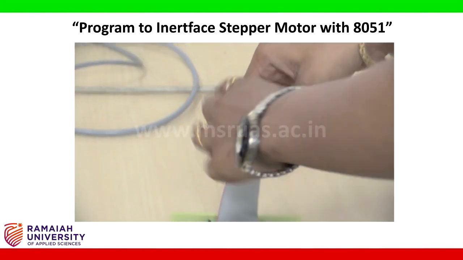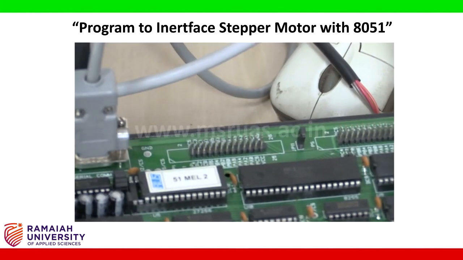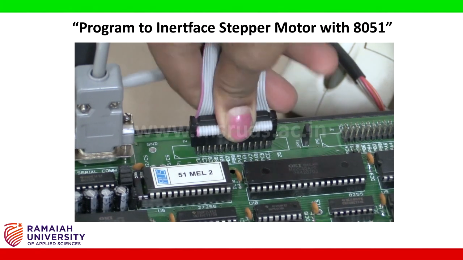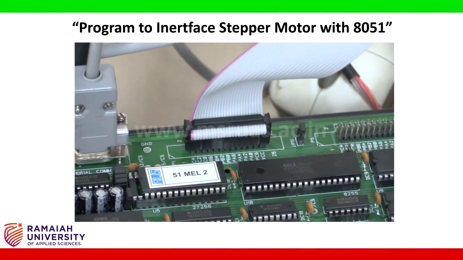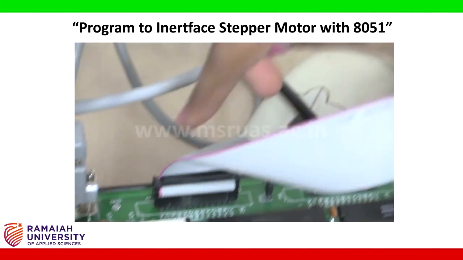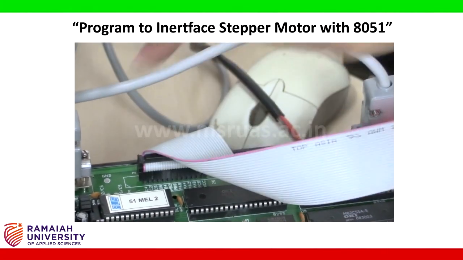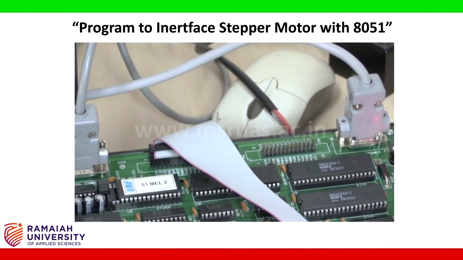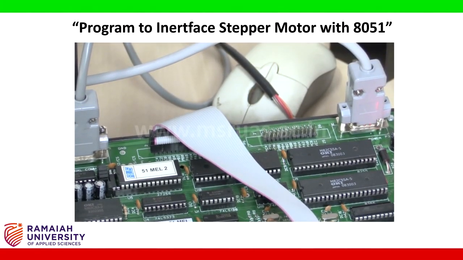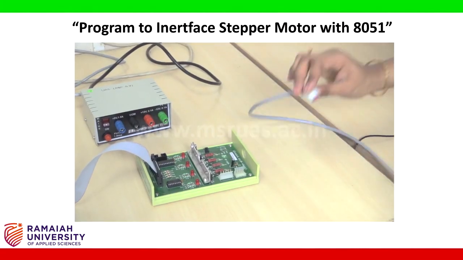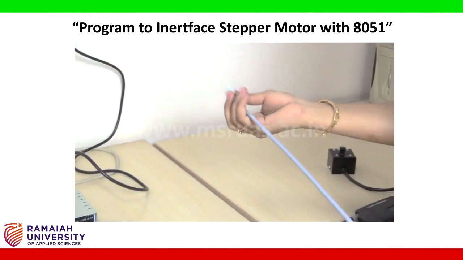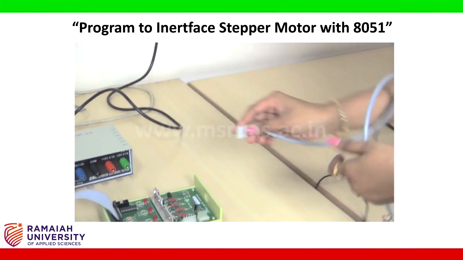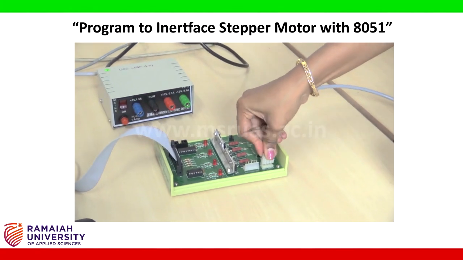Then the other end of the FRC cable is connected to the 8051 kit, such that this red wire should be connected to one of these pins, and the selection of this pin depends on the user manual which is given in the stepper motor experiment. So this is the power supply cable which should be connected to the stepper motor kit in such a way that this notch should be placed this way.